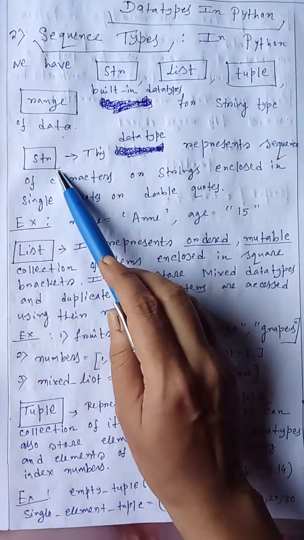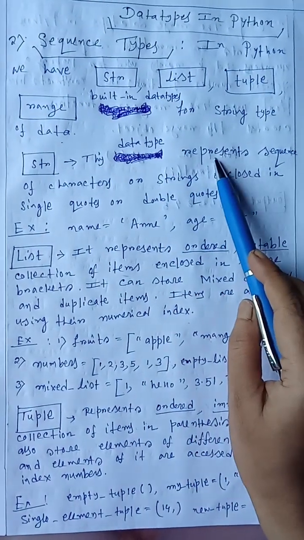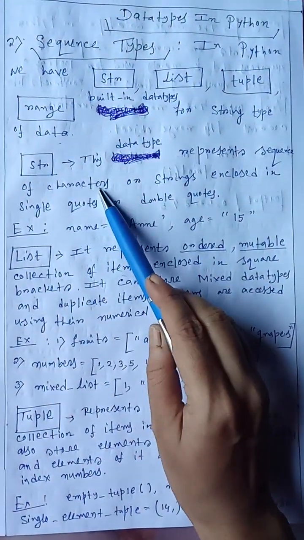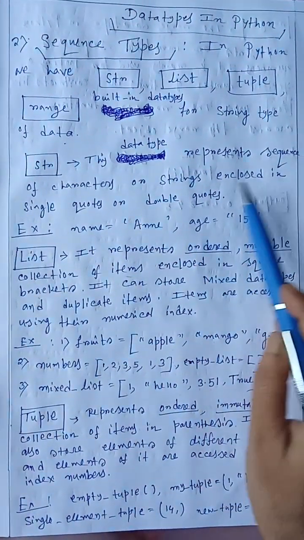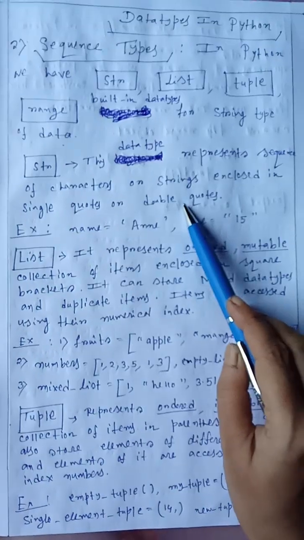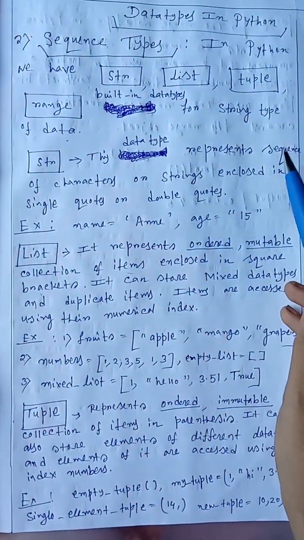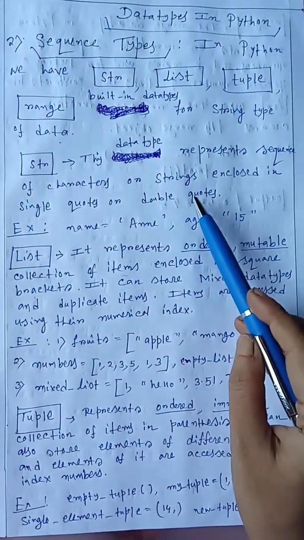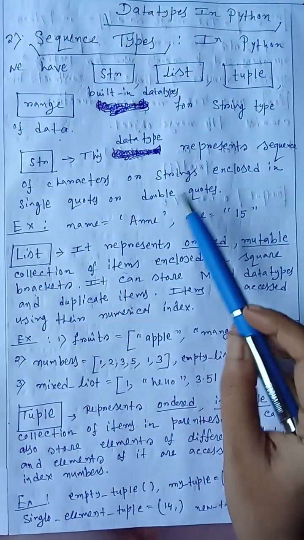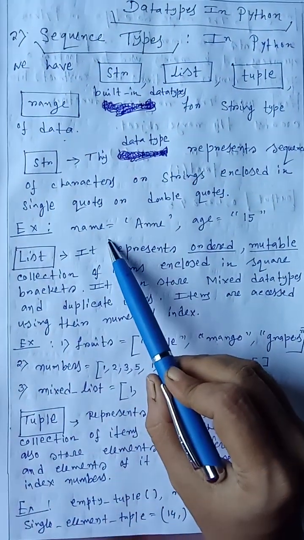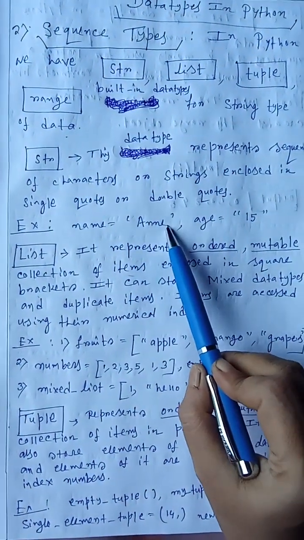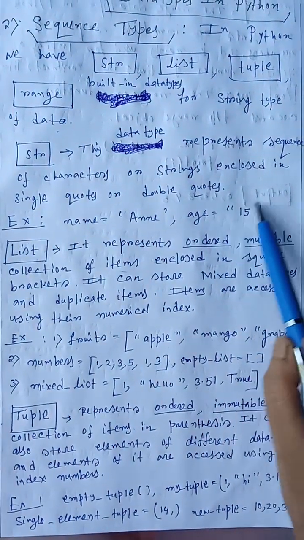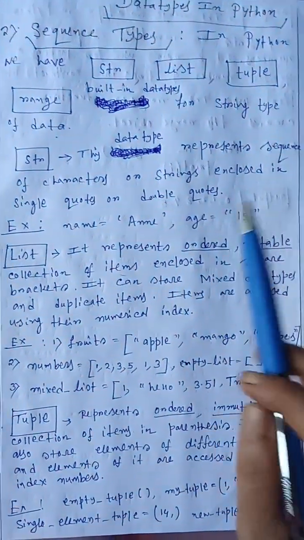First is str. This data type represents a sequence of characters or strings enclosed in single quotes or double quotes. Examples include name = 'Anne' in single quotes and age = "15" in double quotes. These are two different strings.